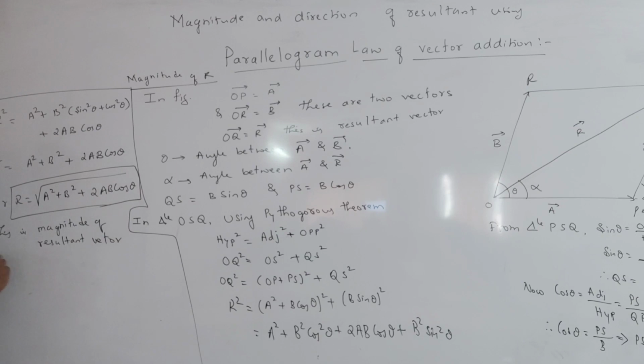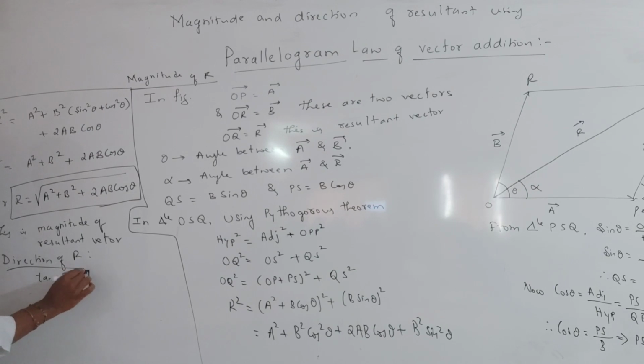Now we are calculating the direction. Okay, so direction of R. So this was the magnitude. Now the direction. So to find the direction, what do we use? tan theta. So tan theta equal to what? tan theta equal to opposite by adjacent.